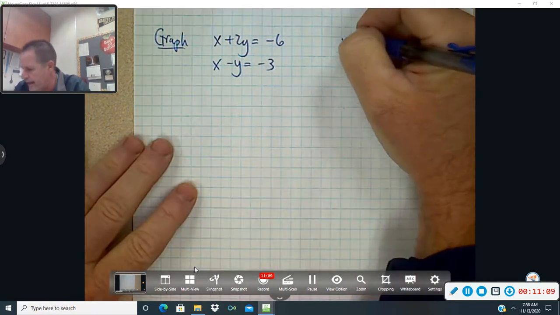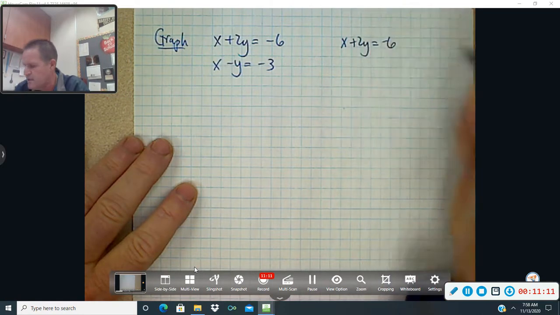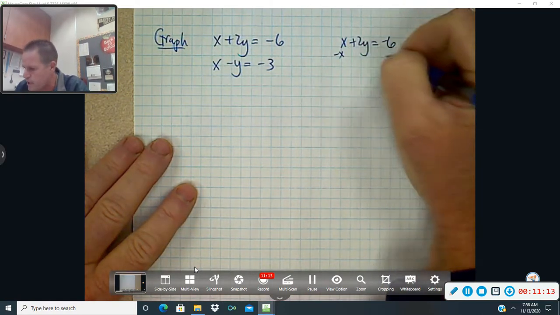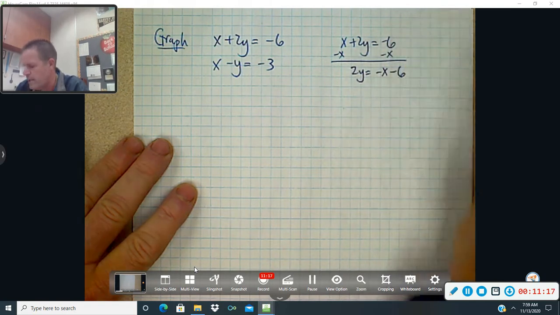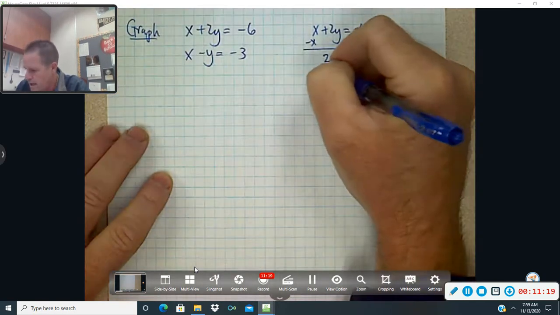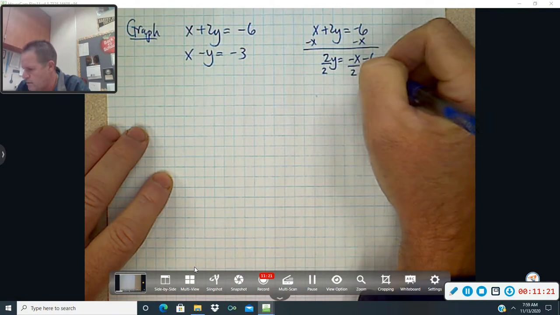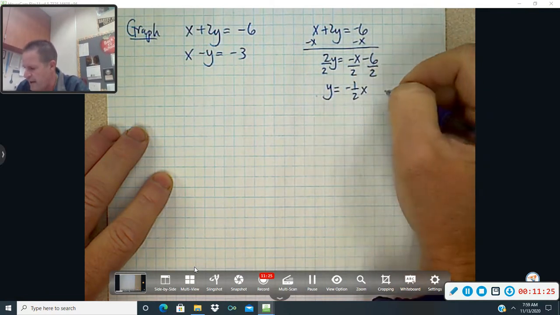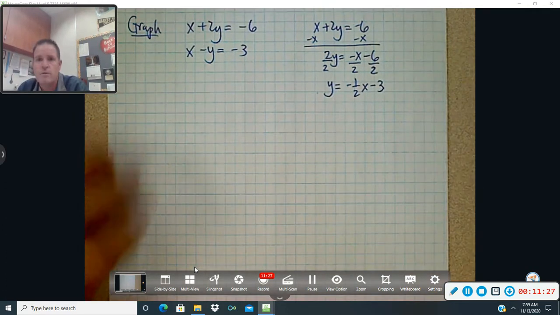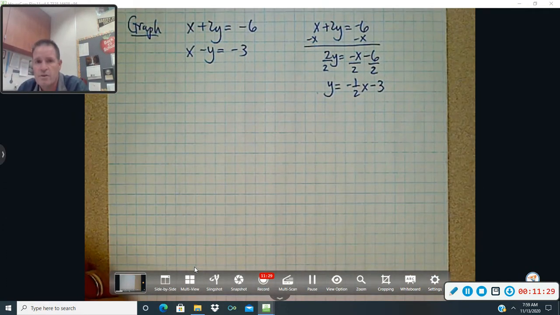So I'm going to take x plus 2y equals negative 6, solve for y. So I'm going to subtract x. So I got 2y equals negative x minus 6. And now divide everything by 2. So y equals negative 1/2 x minus 3. Okay, that's solved for y.